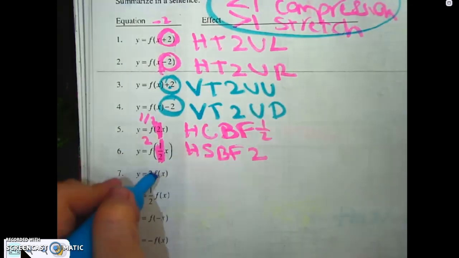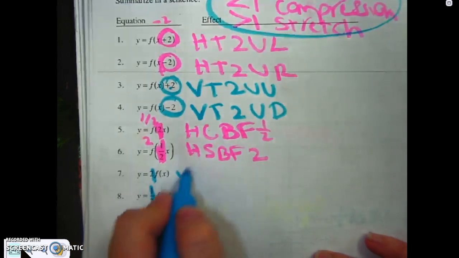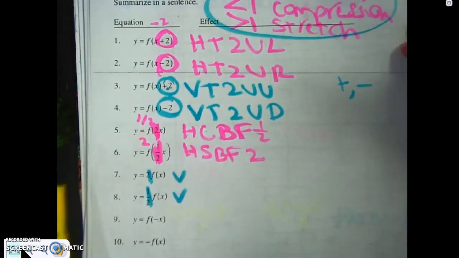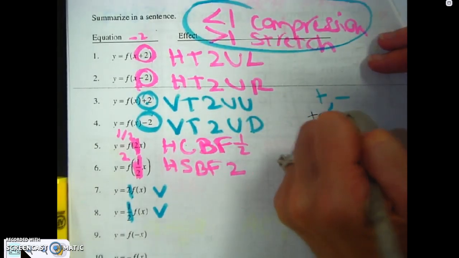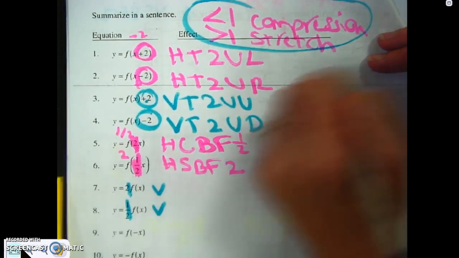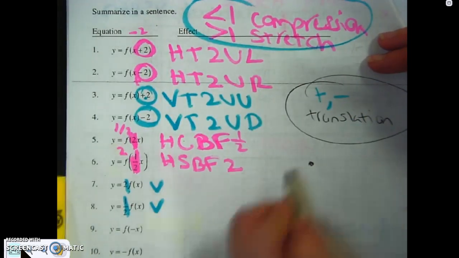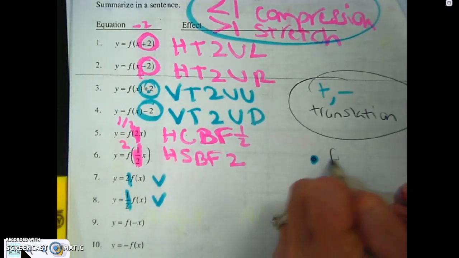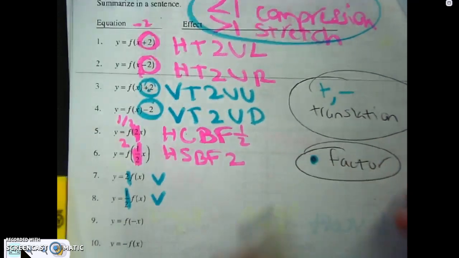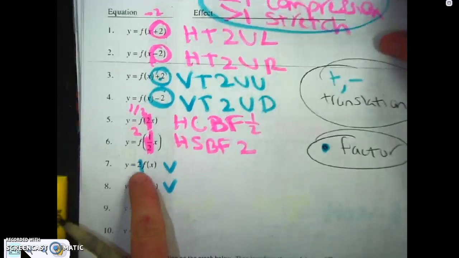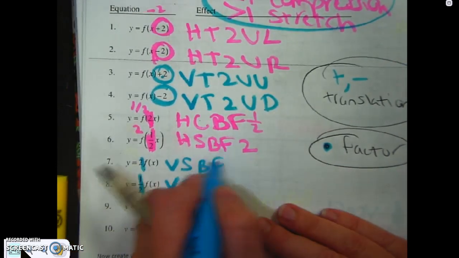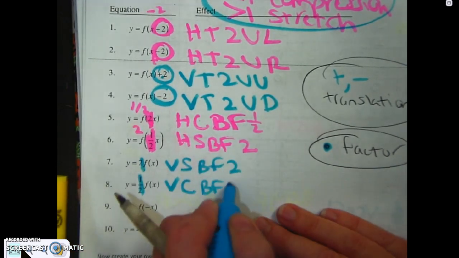It's not with the x, which means it's with the y, which means it's a straight shooter. This was a straight shooter, but since it's being added or subtracted, it's a translation. But when it's being multiplied, that means it's dealing with scale factor. So since that 2 is being multiplied, straight shooter, stretch. Straight shooter, compression by a factor of 1/2.